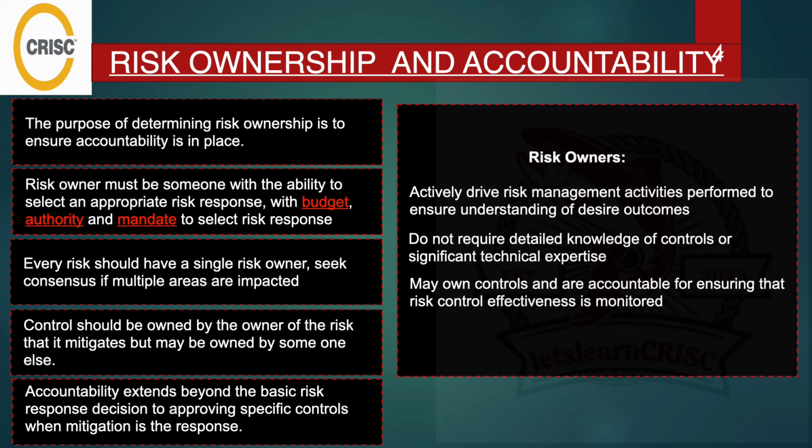Next, risk owners may own controls and are accountable for ensuring that the control effectiveness is monitored. The risk owner typically assumes the responsibility not only for identifying and assessing risk but also for implementing and monitoring the controls associated with those risks. The risk owner works with the risk practitioner and other relevant stakeholders to identify and assess the potential controls that can mitigate the identified risk. This involves evaluating the suitability, feasibility, and effectiveness of the various control options. Based on the assessment, the risk owner makes informed decisions about which control to implement. This decision aligns with the chosen risk response strategy, which may include accepting, mitigating, transferring, or avoiding the risk.